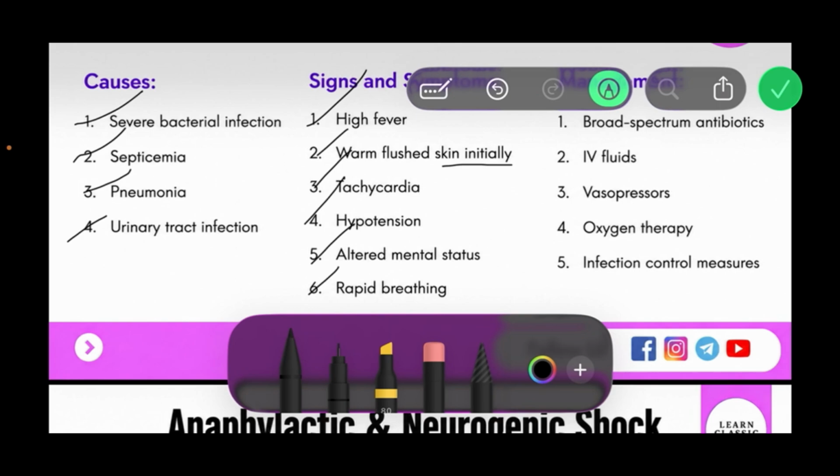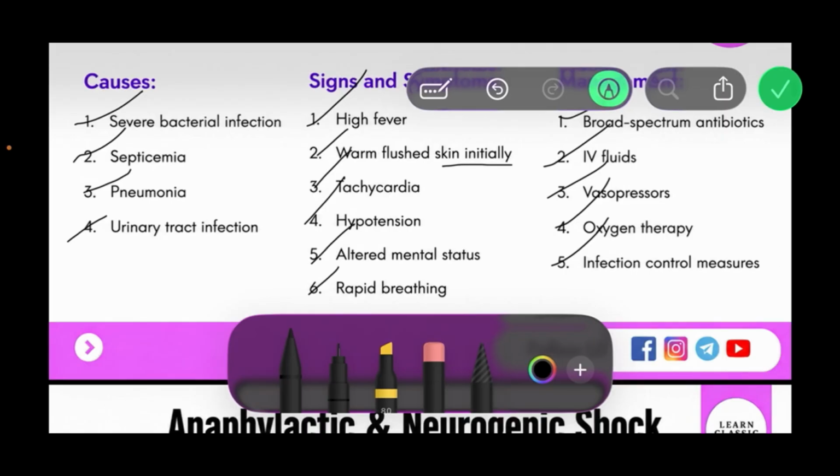Now for management, you have to administer antibiotics, IV fluids, oxygen therapy, and monitor blood pressure closely. You have to give broad spectrum antibiotics because it is a case of infection. Then IV fluids, vasopressors, oxygen therapy and infection control measures. Okay, so these are the main management of septic shock. You need to remember the management, signs and symptoms and causes.